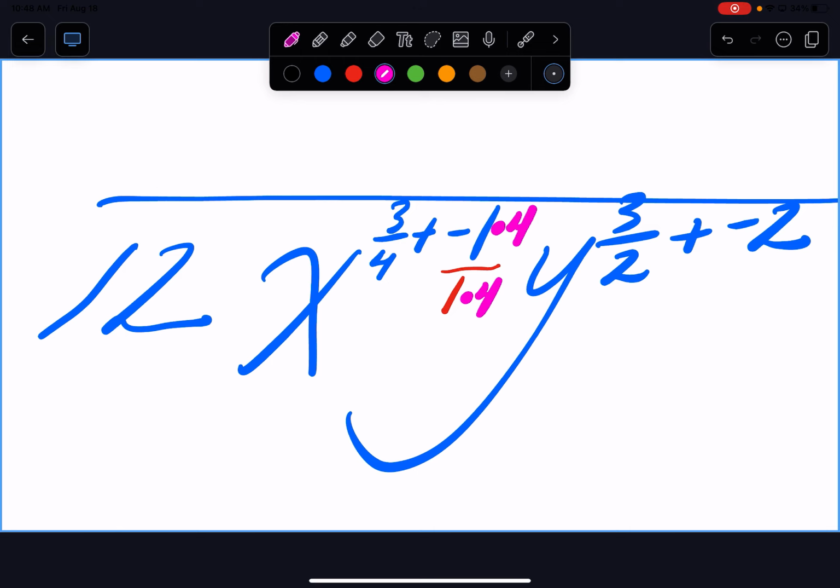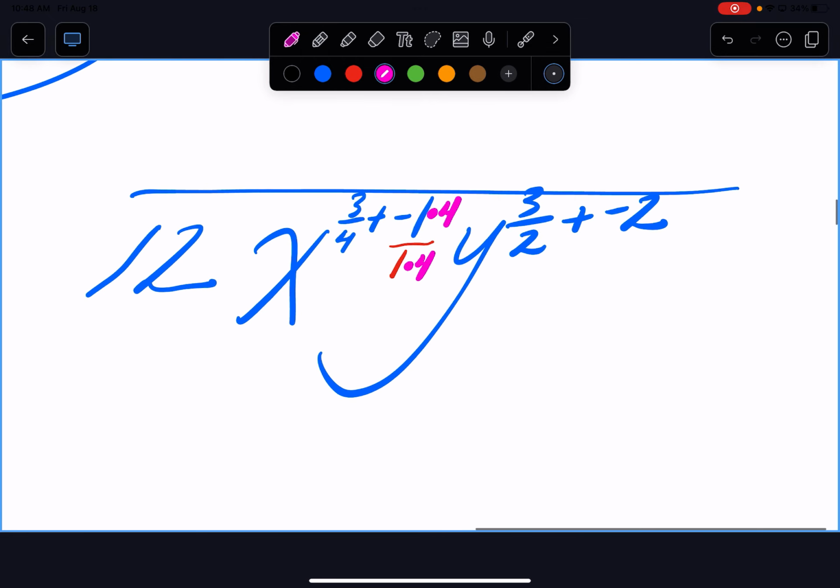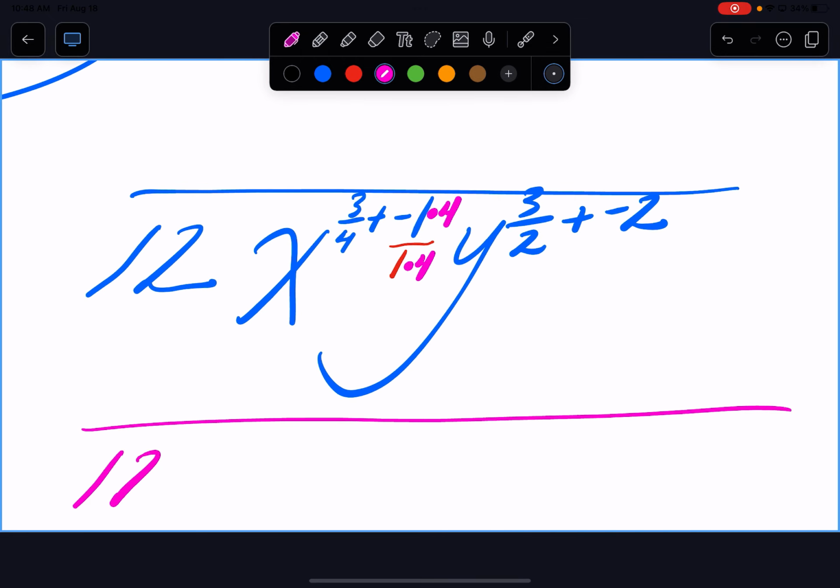Okay, so I have to once again rewrite this so I don't get confused. I draw my line. I put my 12. I put my x. What is this going to be when we add it together? 3/4 minus 4/4 is how many fourths? -1/4. Let's just write it and leave it for now.